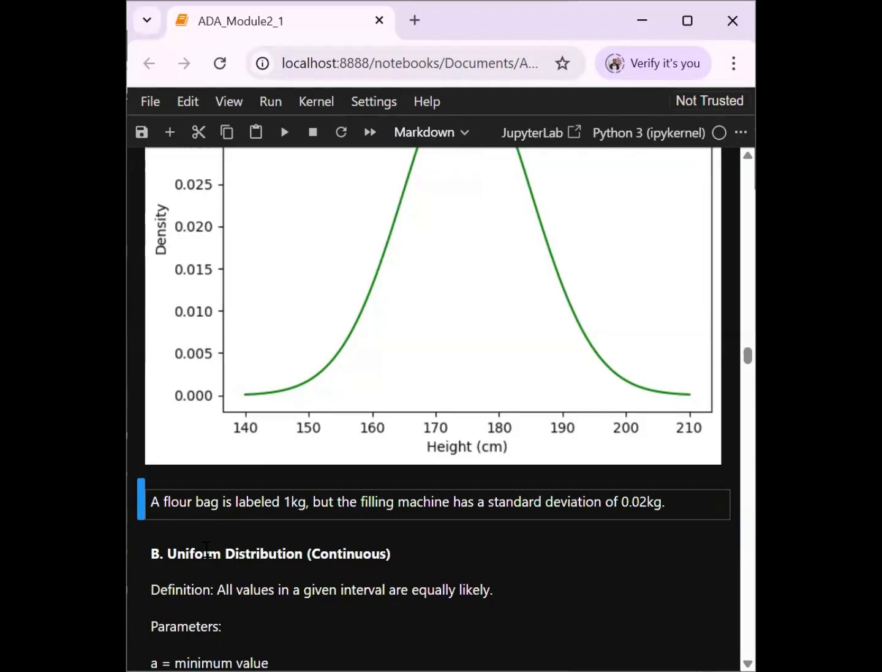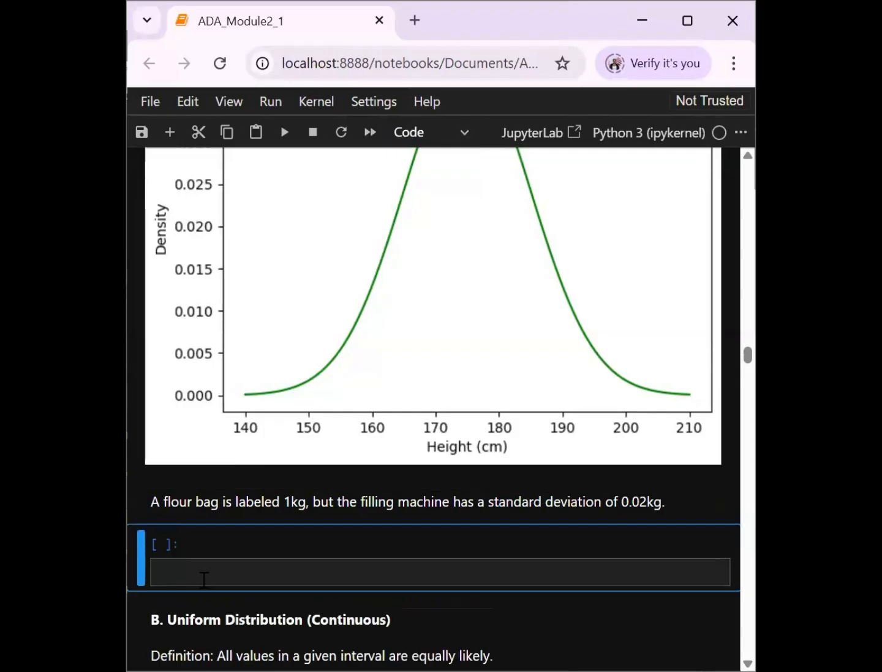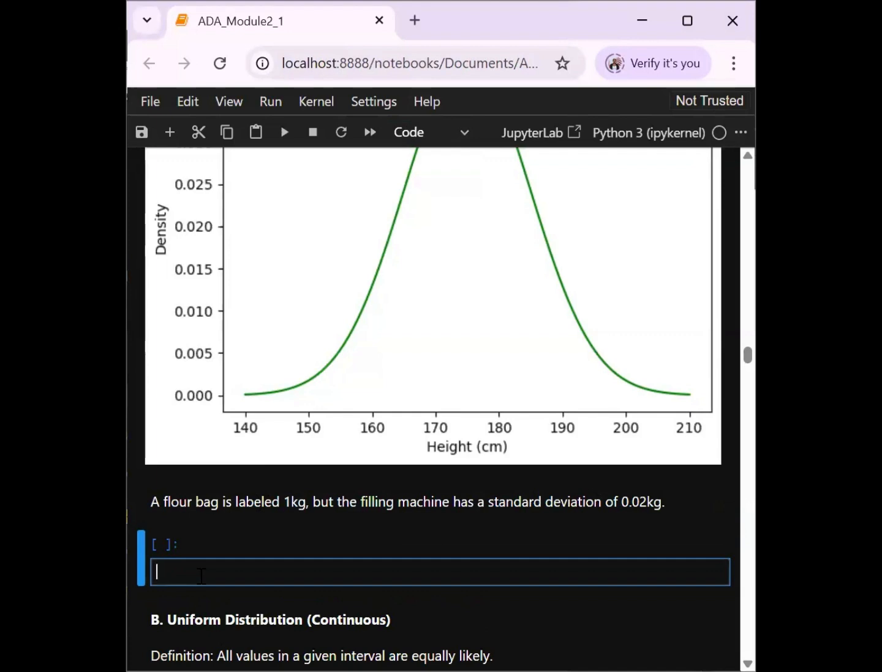So we have a flour bag labeled 1 kg, but the filling machine has a standard deviation of 0.02. Now we're going to talk about hypothesis testing. Sometimes you have a question you want to answer, and then you can use statistics to actually answer the question and make a decision based on that. So what information can we get from here?